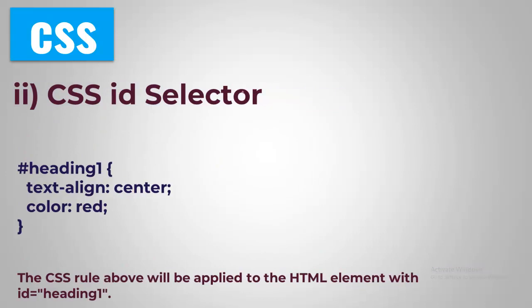Now let's talk about ID selector. First, we will give an ID to an element in HTML, and only that element will be changed. There must be a unique ID for every element. This is the condition. It is targeted by using hash. This is hash and heading. Heading is the name of the ID we give to the element. That element will be centered, text will be centered, and color will be red.